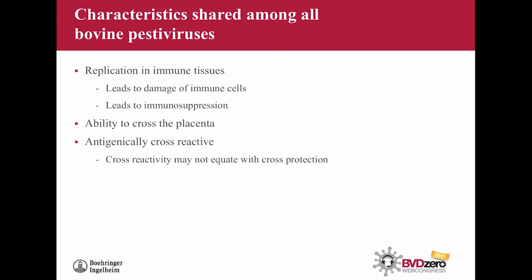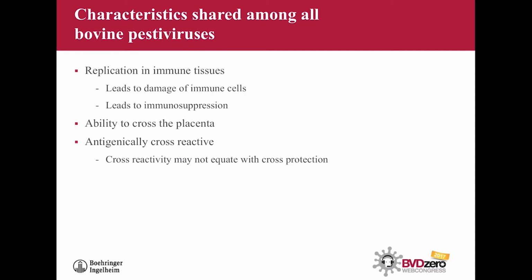But now I'd like to stop talking about all the differences between these species and subgenotypes and start talking about the characteristics that they all share. Regardless of species or subgenotype, these viruses' first home in the animal is in the immune tissue. It replicates primarily in the immune tissue. It infects first, usually with an oral nasal exposure, the immune tissues draining the upper respiratory system.